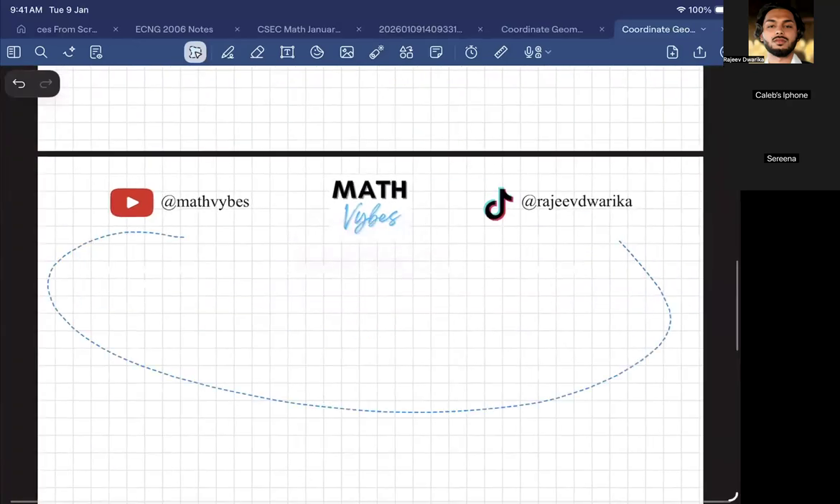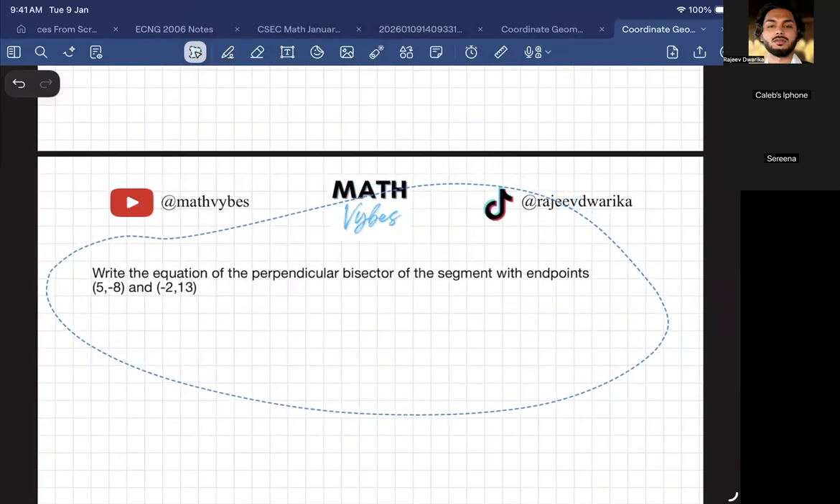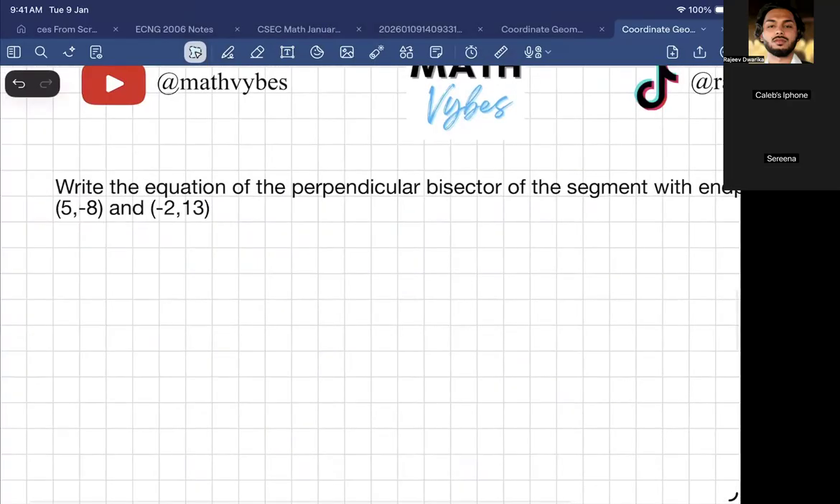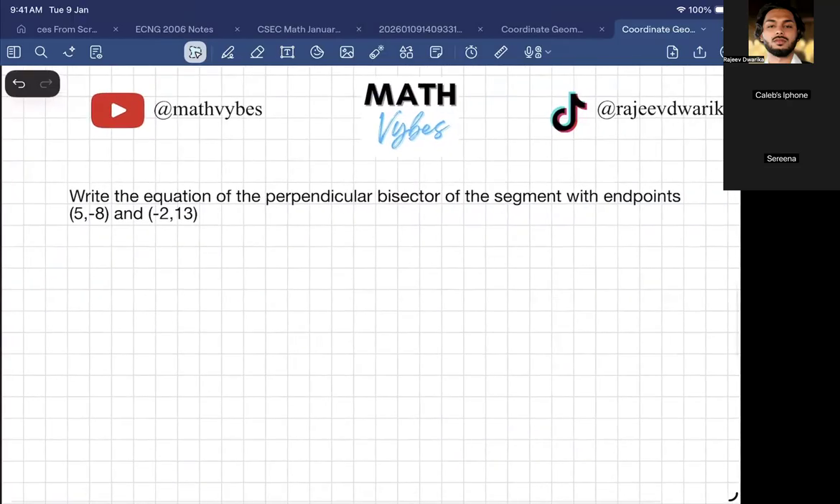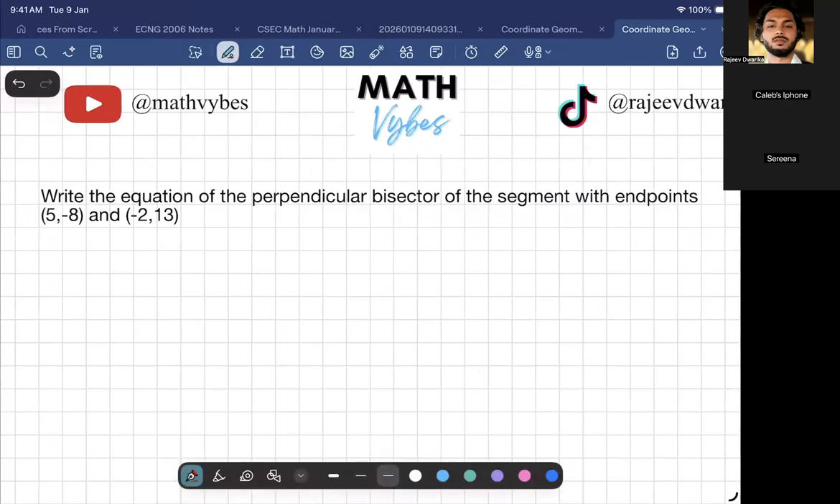Serena, I feel like you know how to do this question, so I'm going to give Caleb a chance. Caleb, I want you to read the question for me. Write the equation of the perpendicular bisector of the segment with endpoints 5, comma, minus 8 and minus 2 and 3.